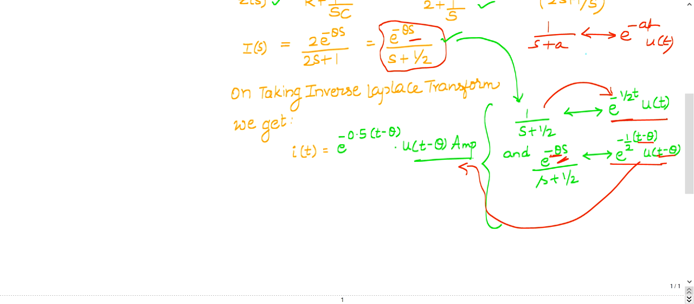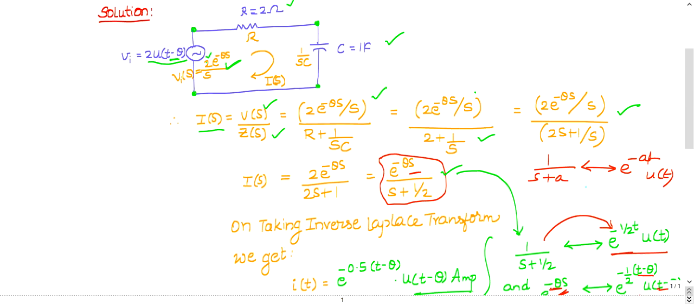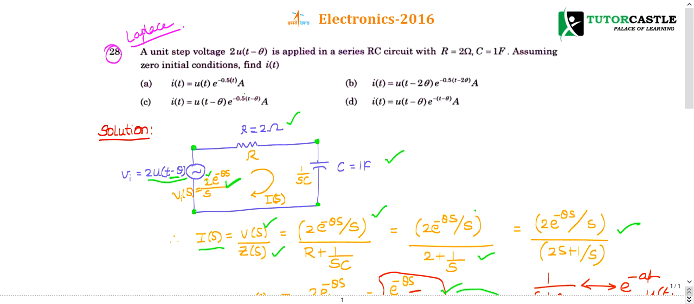So e power minus 0.5 into t minus theta, into u of t minus theta amperes is the right choice. So the right choice you can see, yeah, where is that? Yeah, option C is the right choice, correct? Yeah, e power minus 0.5 is there. Here no 0.5 in the e power, so this cannot be. Here minus 2 theta, this cannot be. So the right choice is option C.